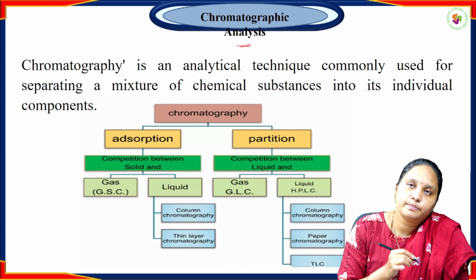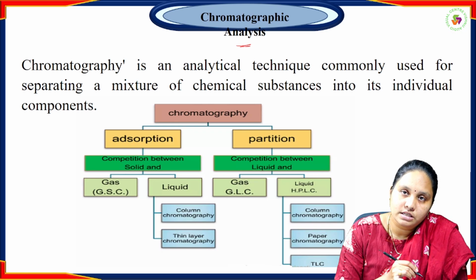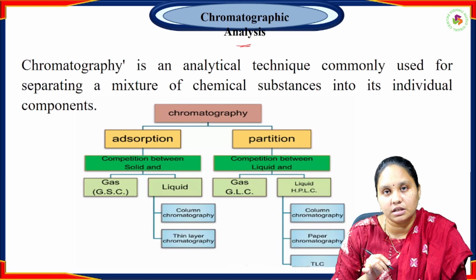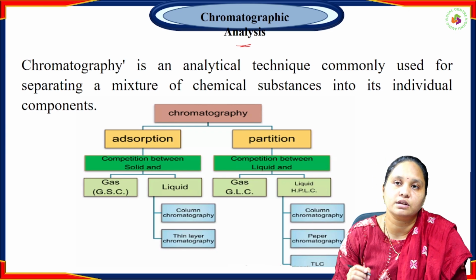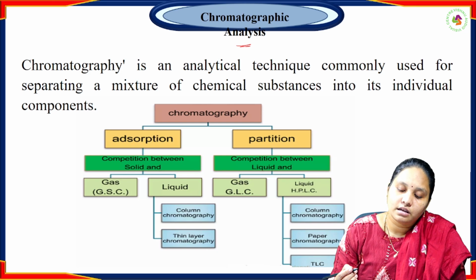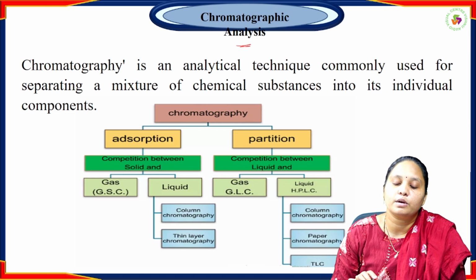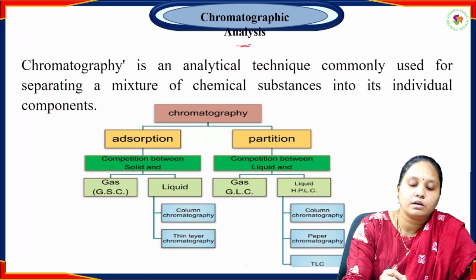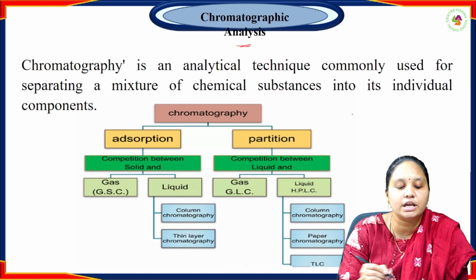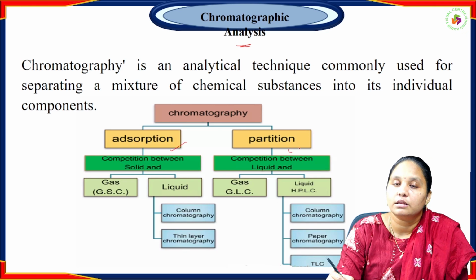Earlier we discussed spectroscopic, electromagnetic, and volumetric analysis in a previous slide. There we found only functional groups and their quantity and concentrations, but the separation of two different compounds in a solid or mixture, or in any other form, we can do by using the chromatographic analysis method only. Right? Chromatography is an analytical technique commonly used for the separation of a mixture of chemical substances into individual components. This chromatographic technique works on the adsorption principle and the partition principle.